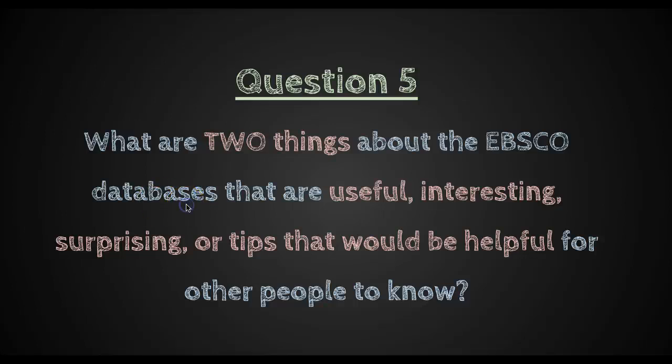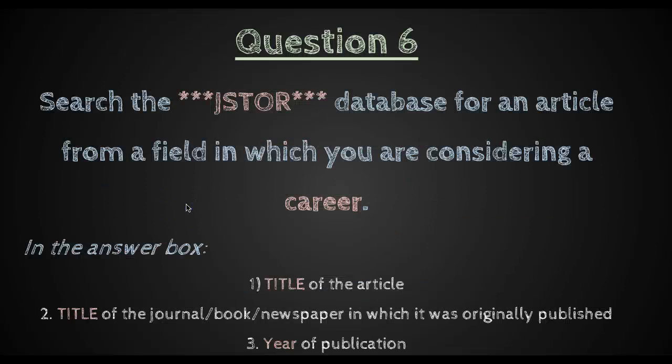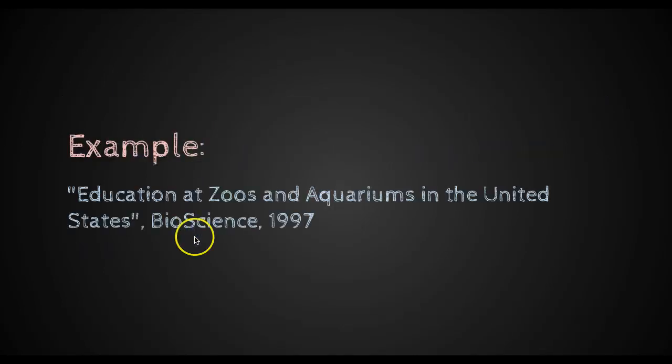Moving on to question number 6. For question number 6, search the JSTOR database for an article from a field in which you are considering a career. In the answer box, you should put in the title of the article, the title of the journal, book, or newspaper in which it was originally published, and the year of publication. Pause the video while you complete that activity and answer that question. Restart when you have completed it. Question 6.